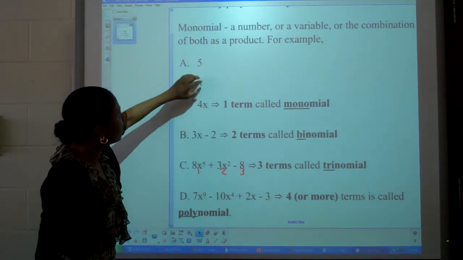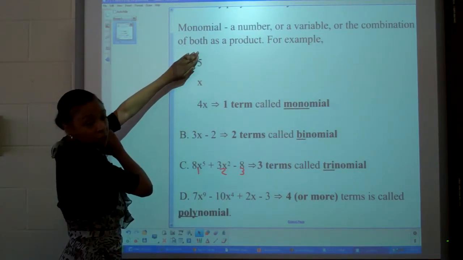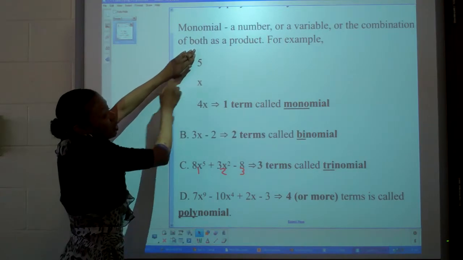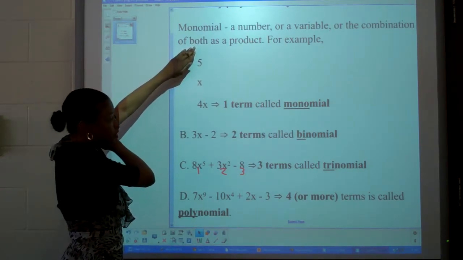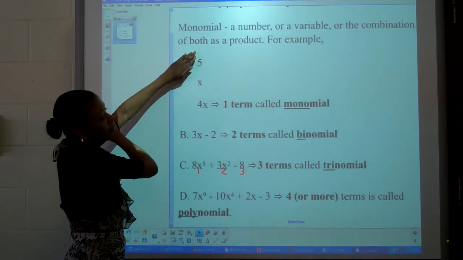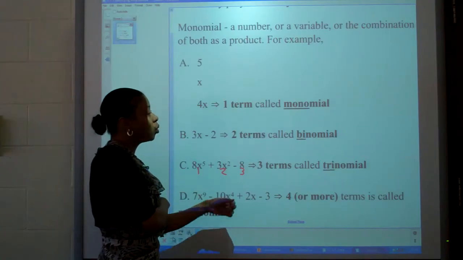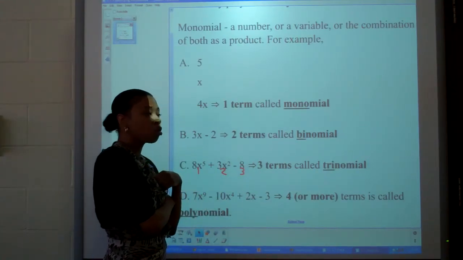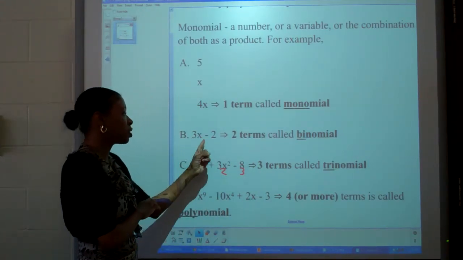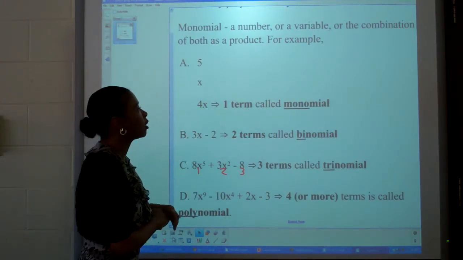So again, one term: a number by itself can be a term, a variable by itself can be a term, or a combination of both a number and variable being multiplied, or the product, can be a term. When you have four or more, it's called a polynomial. When you have three terms, it's a trinomial. Two terms, as in 3x minus 2, two terms is a binomial, and just one term is called a monomial.